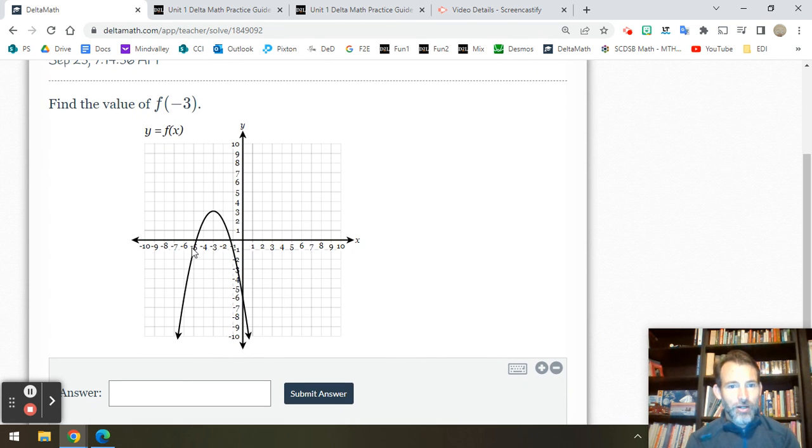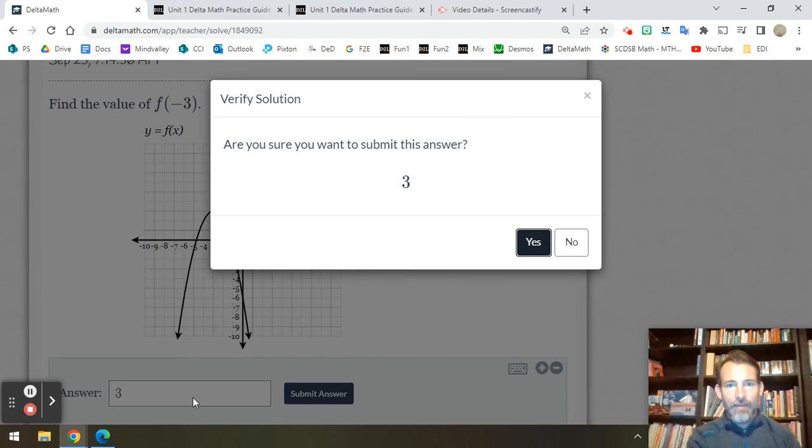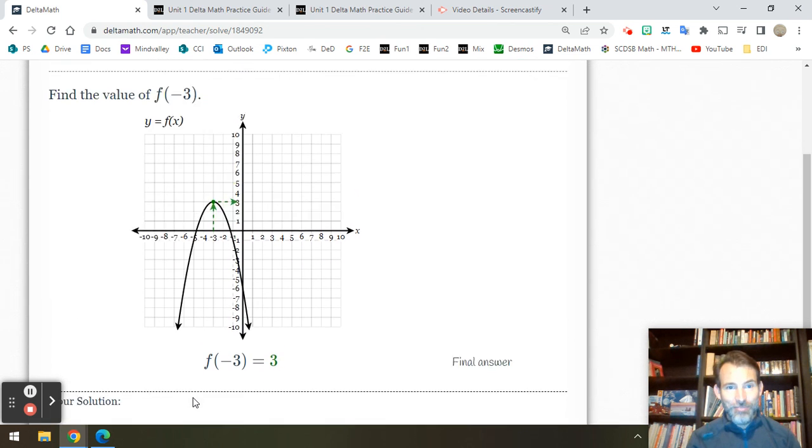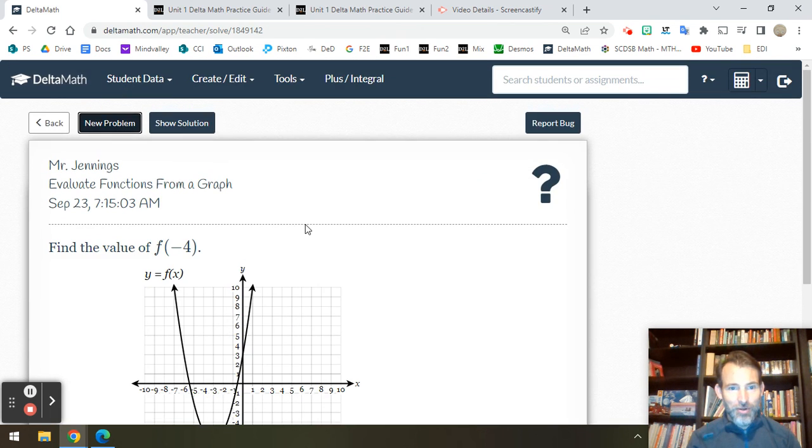Okay, so here, if I look at this graph, I can see that -3 down here, here is -3, and that happens to be the vertex, and its value is 3. Yes, this is all you do. You read the graph. It's good practice. These are fast questions. Let's do some more.